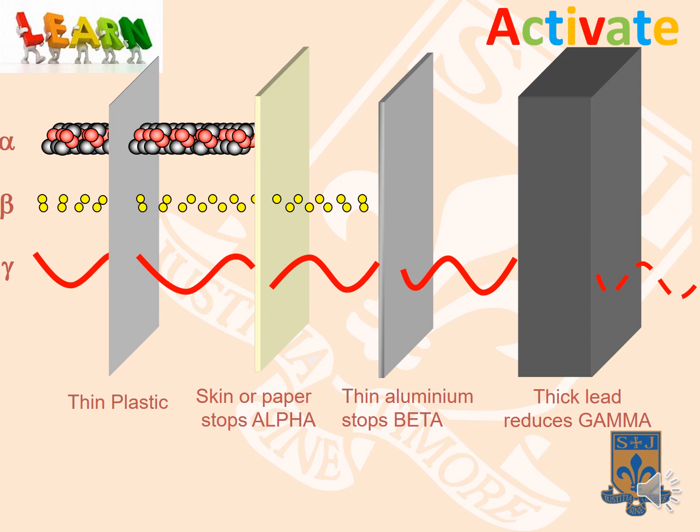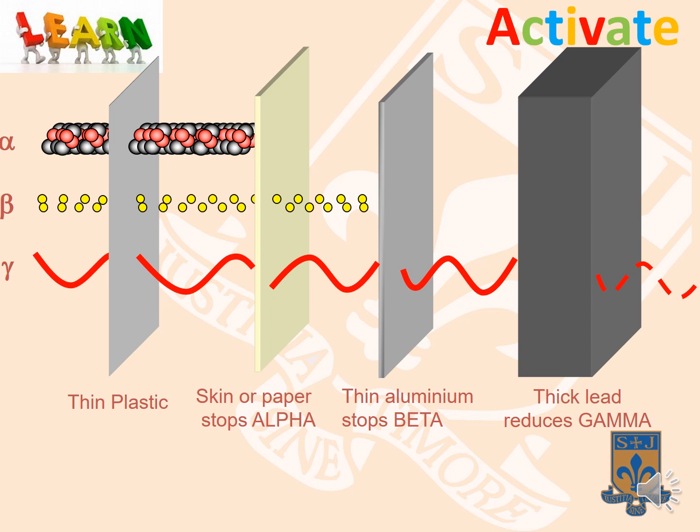Beta particles, as they are smaller, high-energy electrons, will travel through those few sheets of paper and are stopped by aluminium. A few centimetres of aluminium will absorb the beta particles and not allow it to transmit through.